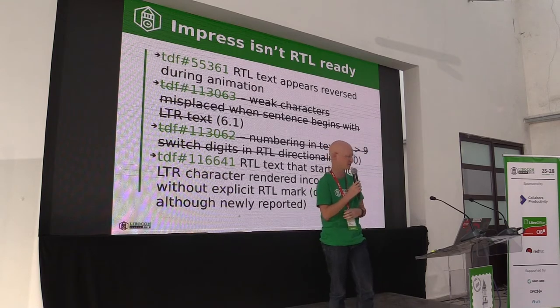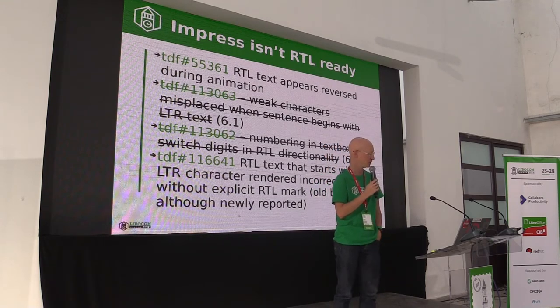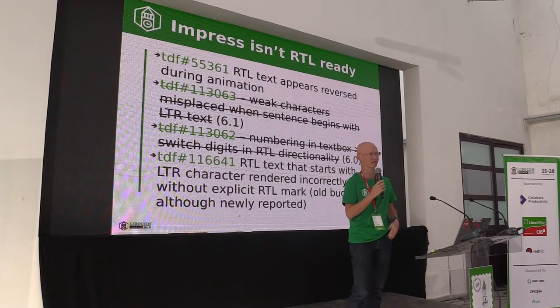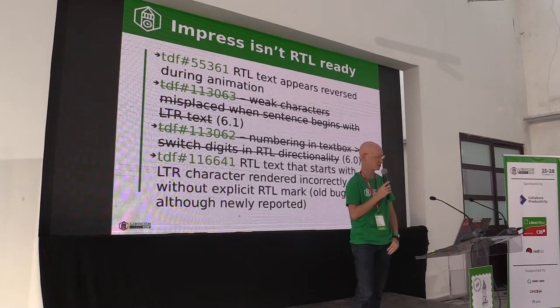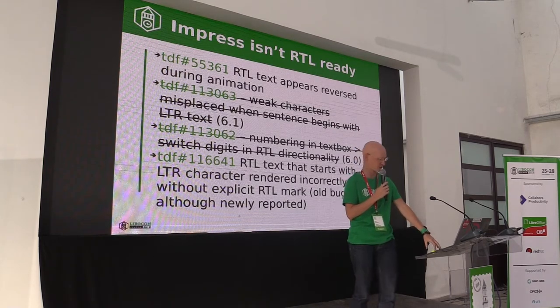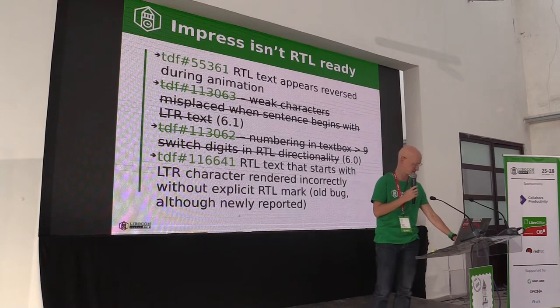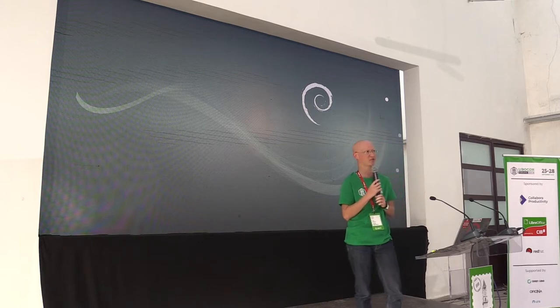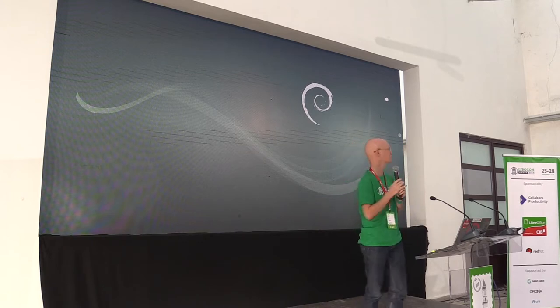That got fixed in version 6.0. And then another problem with weak characters got fixed for 6.1, and that helps make some of the text more readable. We still have two issues. The first I'll show an example in a minute. And well, I'll show the other one. Okay, so this is the first part, this is the animation part, and this is a bug being reported.